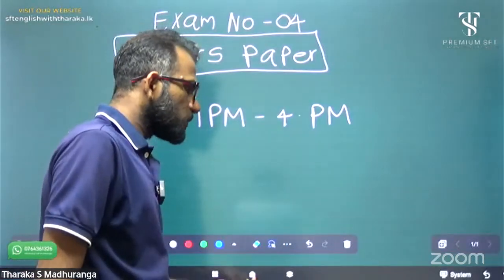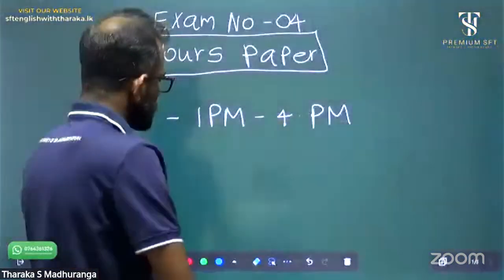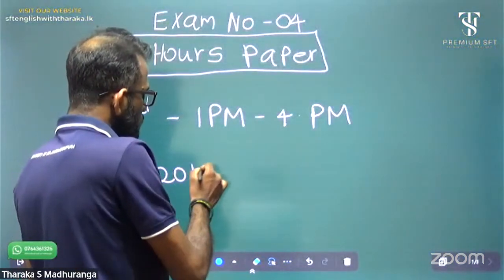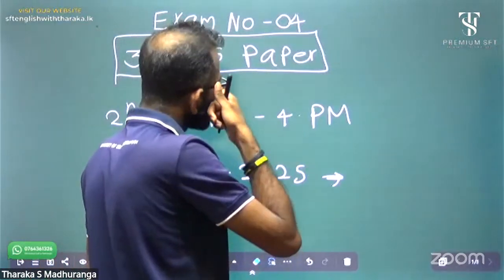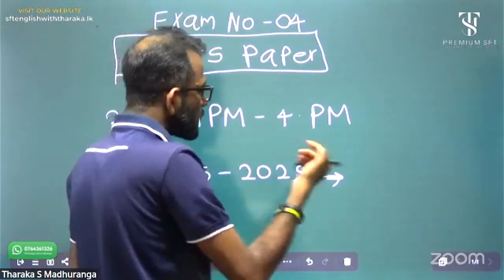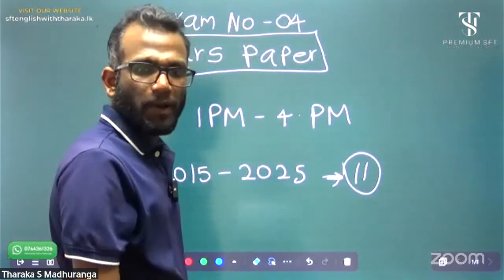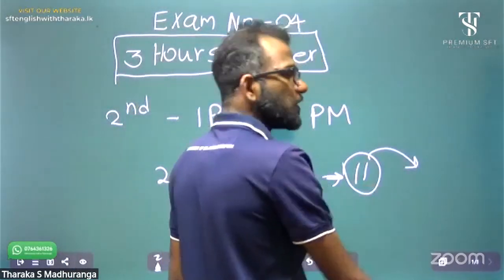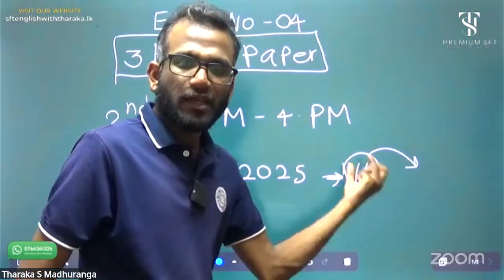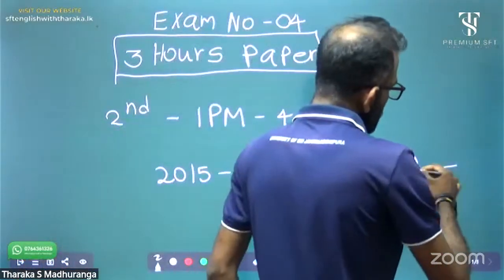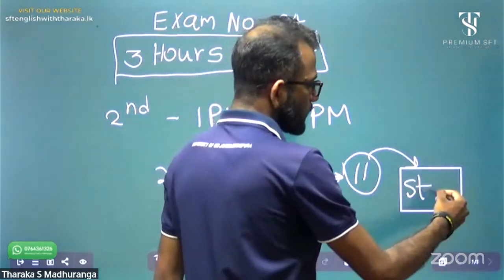Now, past papers, as I told last week, 2015 to 2025. How many papers? 11 past papers, no? All past papers have a statistics essay question. It's a compulsory question. Every past paper has a statistics question.